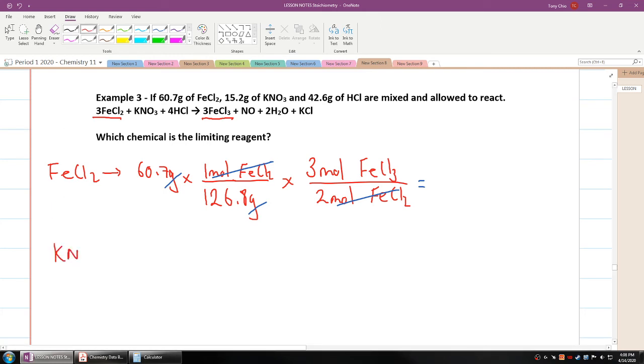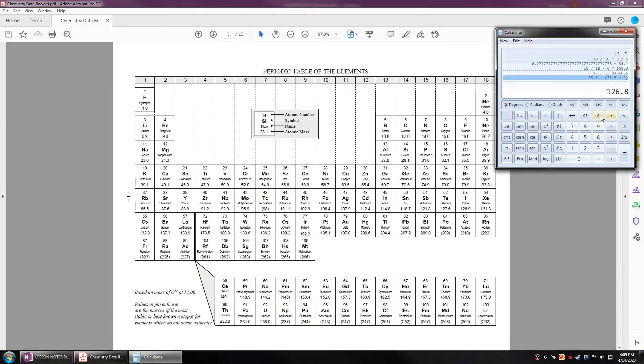So KNO3. You have 15.2 grams of KNO3. You want to multiply by the molar mass, but you want to divide it in a sense by 1 mole of KNO3 over whatever the molar mass of KNO3 is. So in this case, KNO3.